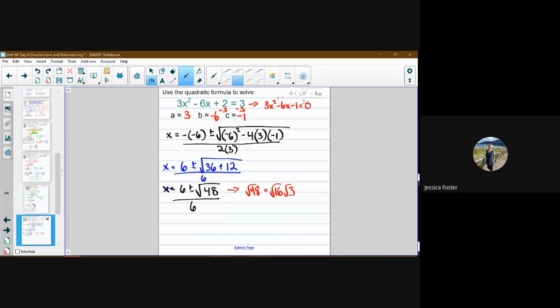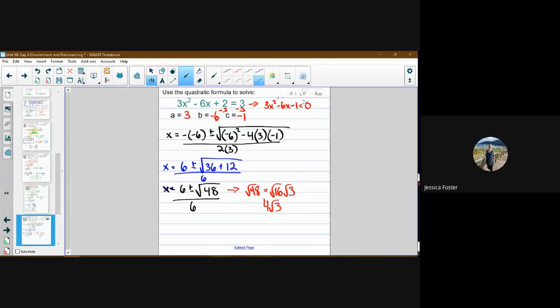So 49 can't go into 48 because 49 is bigger than 48. So that was 7 squared. So go down to 6 squared. Does 36 go into 48? No. Does 5 squared, 25 go into 48? Nope. So then go down. Does 4 squared go into 48? 16 goes into 48 3 times. So I can simplify this as 4 to the square root of 3.